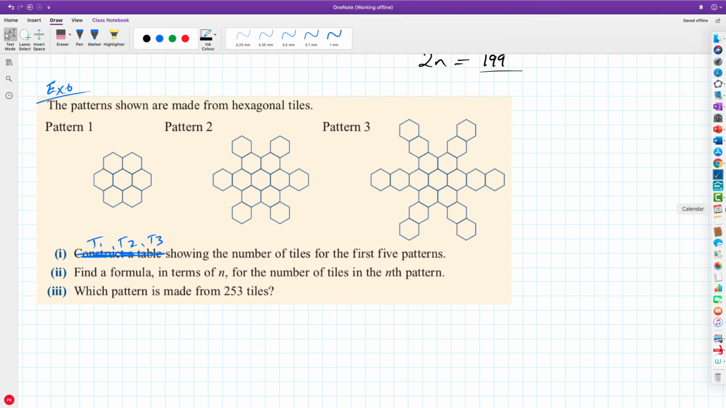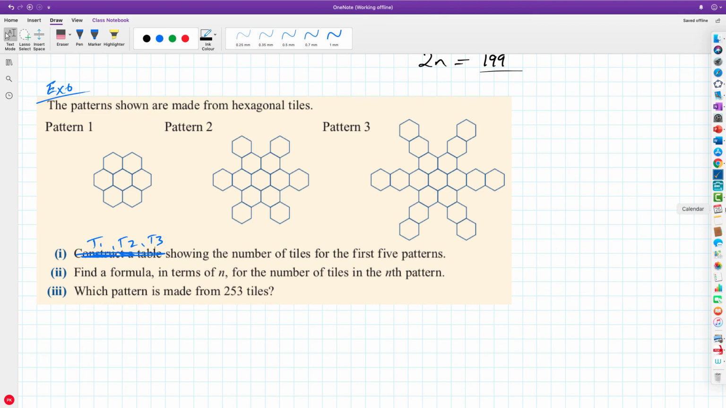That's the 253rd pattern. Which pattern has 253 tiles? If I ask you to find the 253rd pattern, you know something about it. Instead of that, I want to know which pattern has 253 tiles. The first pattern. That is one way of spending half the day doing it. There's the quicker way, and we're going to look at the quicker way.